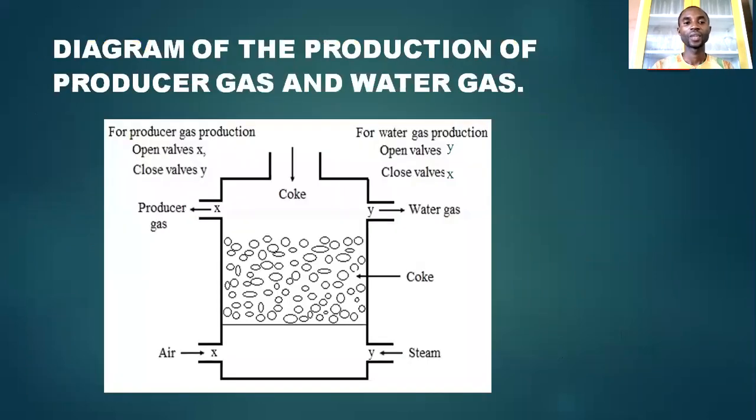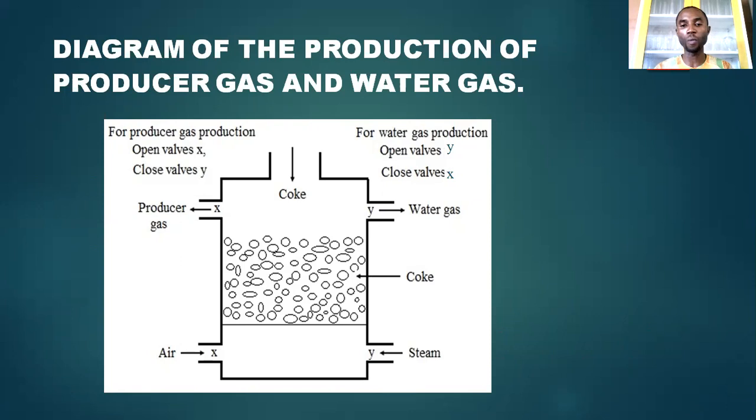All right, let's take a look at this. In order to produce producer gas, this is coke. Of course, all of them have to do with coke. On the left-hand side, you can see, you are going to open valve X, which is air. You supply air. Then you close valve Y on the right-hand side. When air is being supplied, it's going to blow over, enter there, and meet the coke where it is. And that is how producer gas is being produced.